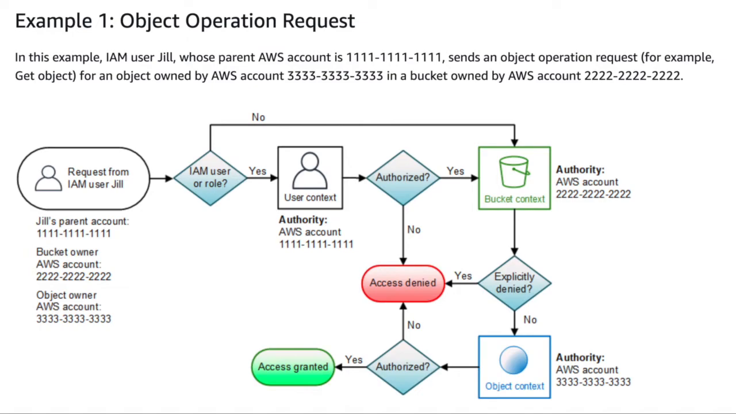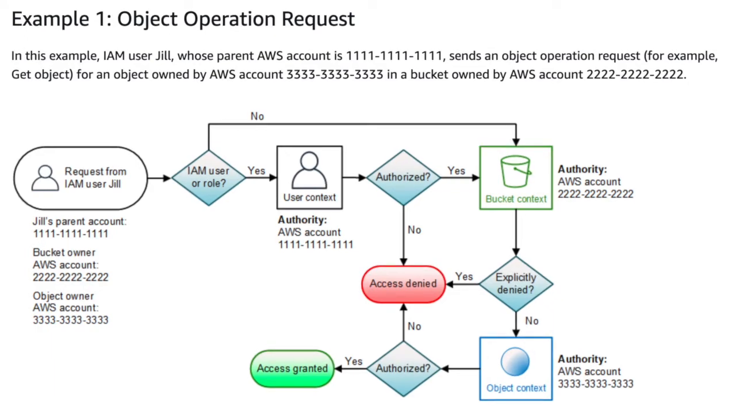Okay. Based on that, it will go to the bucket policy. Now, bucket owner 2222 will check its policies and say whether I have denied this person or not. In case it has denied, the request comes to an end right there. But if it allows, then it goes to the object. And now the object owner, which is 3333, will check whether I am allowing access to my object to this user or not. Okay. So these are basically the main operations.